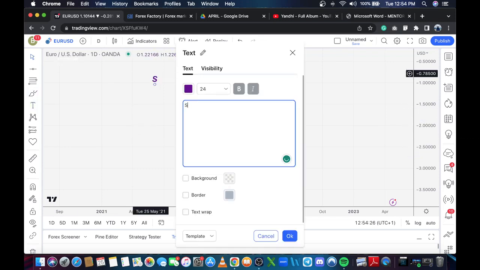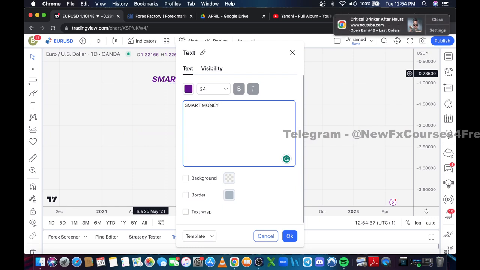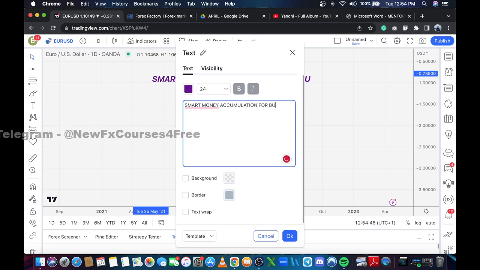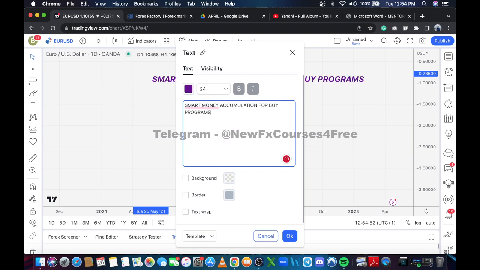So this essentially is how do you define professional accumulation in a buy. A buy program essentially is a bullish delivery of price on a time frame basis. Okay, so smart money accumulation for buy programs.